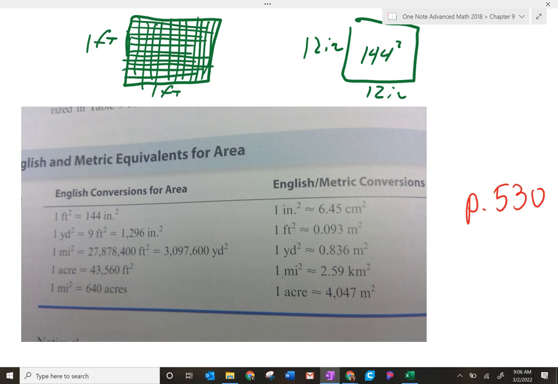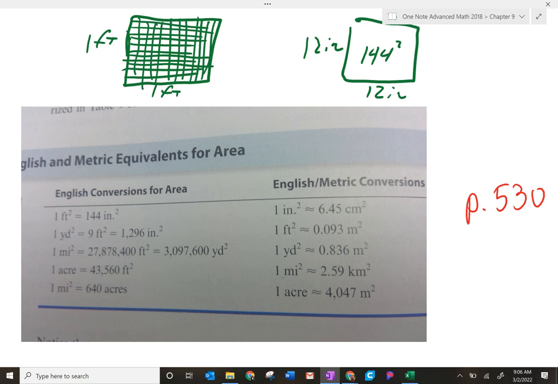So all the English conversions for area, or customary units, are there. If you're doing English to metric conversions, that's where those ones are at. Again, if you want to write some of those ones on paper, I am perfectly fine with that.